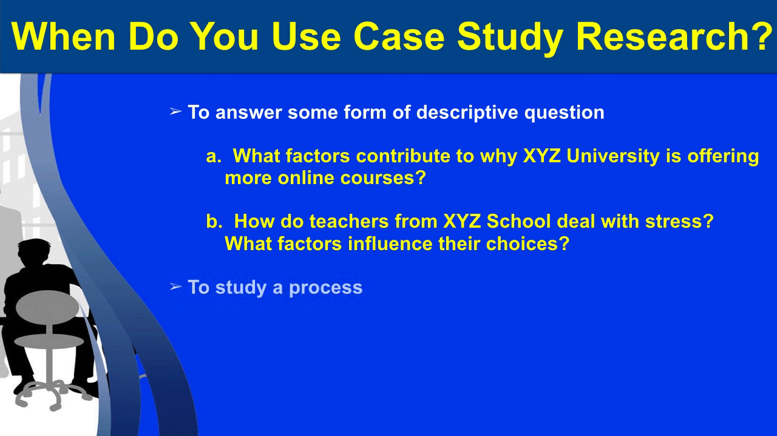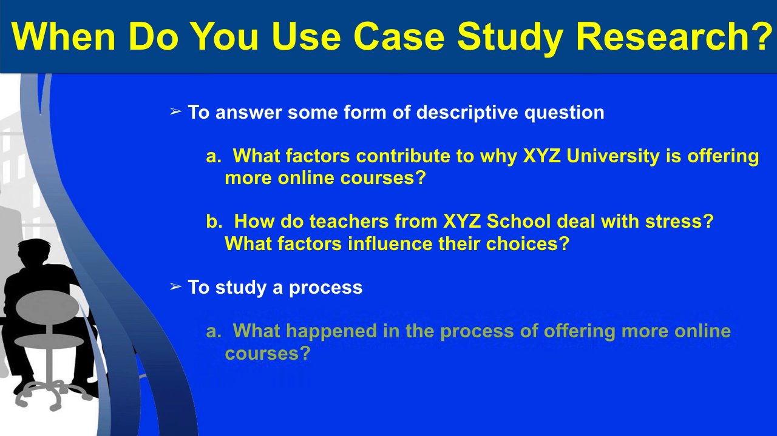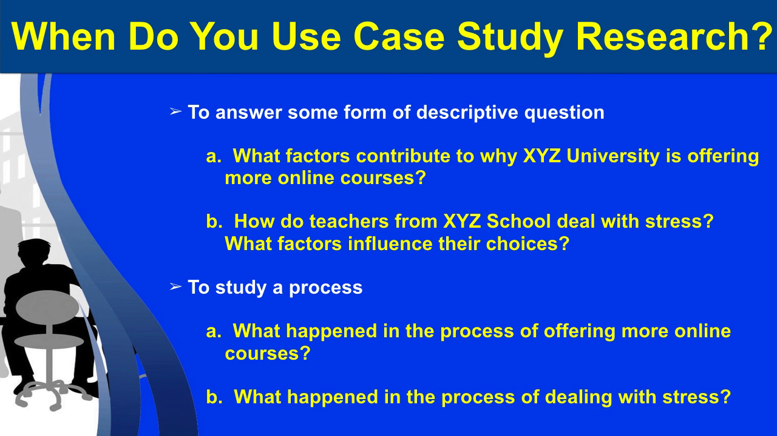The second main reason why people use case study research is you want to study a process. In both examples, which are the same as the first two, but we're changing them to processes, what happened in the process of offering more online courses and what happened in the process of dealing with stress. So when you study a process, you may be able to find a specific area to strategize as to why this is changing and to why that is changing. It's not 100%, but it helps you to develop strategies to see why they're making this choice over that choice, or why they're offering more online courses now and not before.